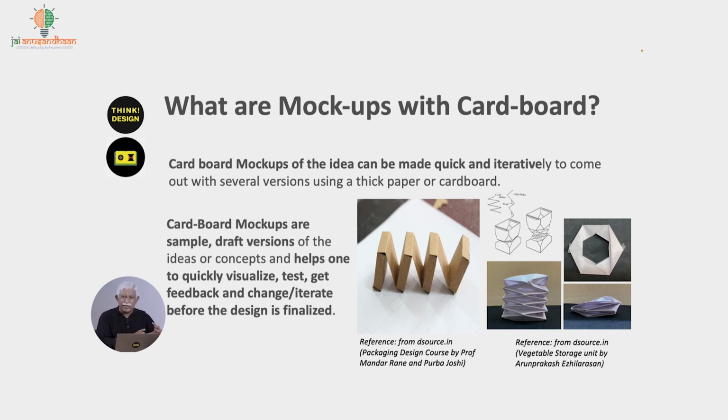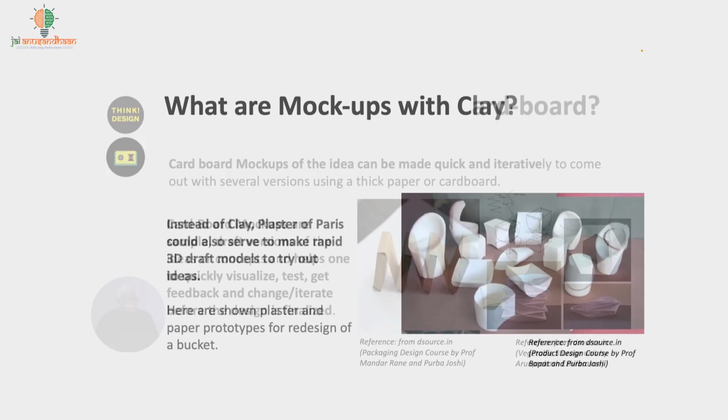The first one is a sample for a packaging design. The second one, you can see that it is also a sample which is used to make a storage unit. Okay, so you can quickly render it and then make models out of it and visualize it, get feedback on it, and if you have many ideas on this, you can compare each one of them. Okay, so again get feedback, change and iterate it. Okay, so this is using cardboard.